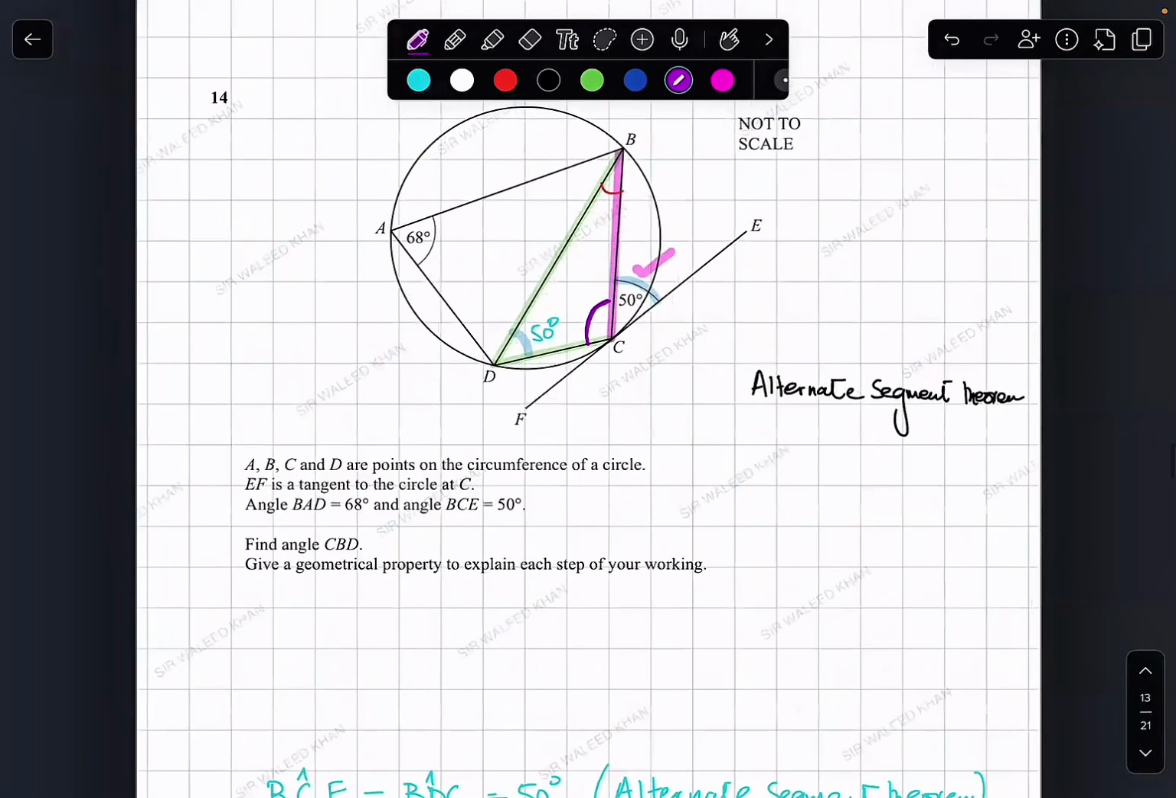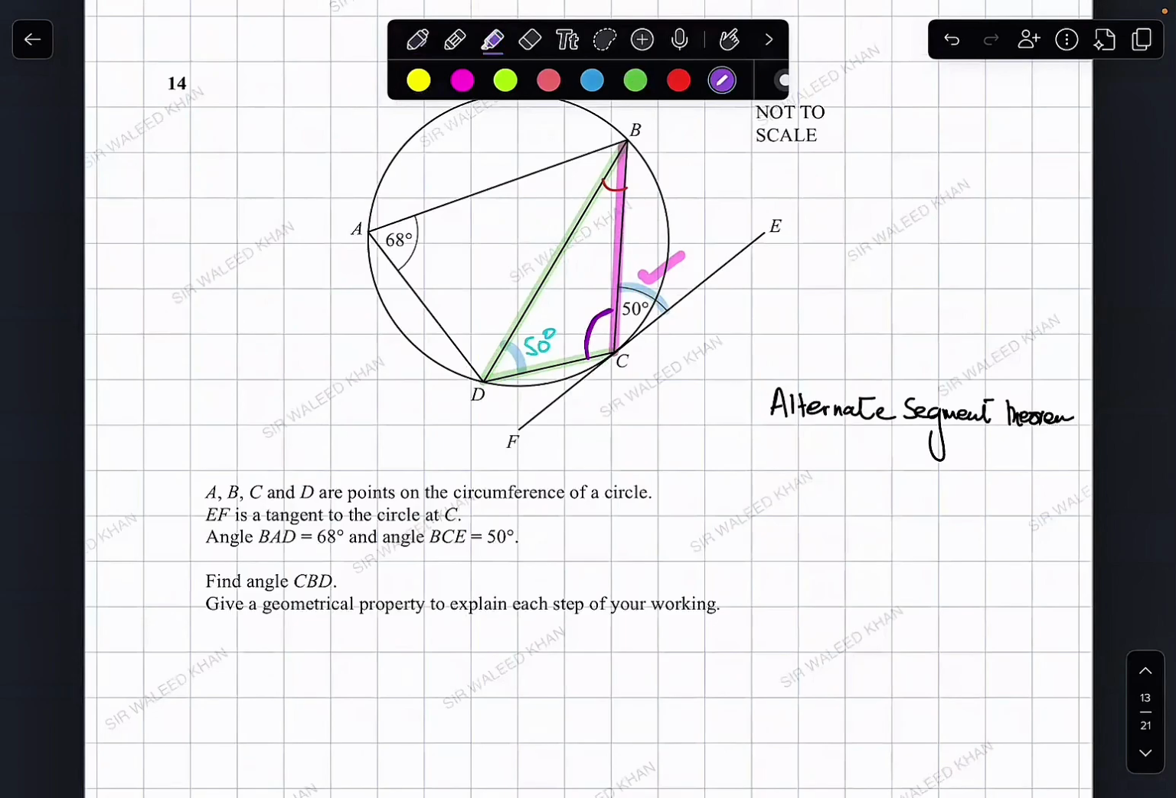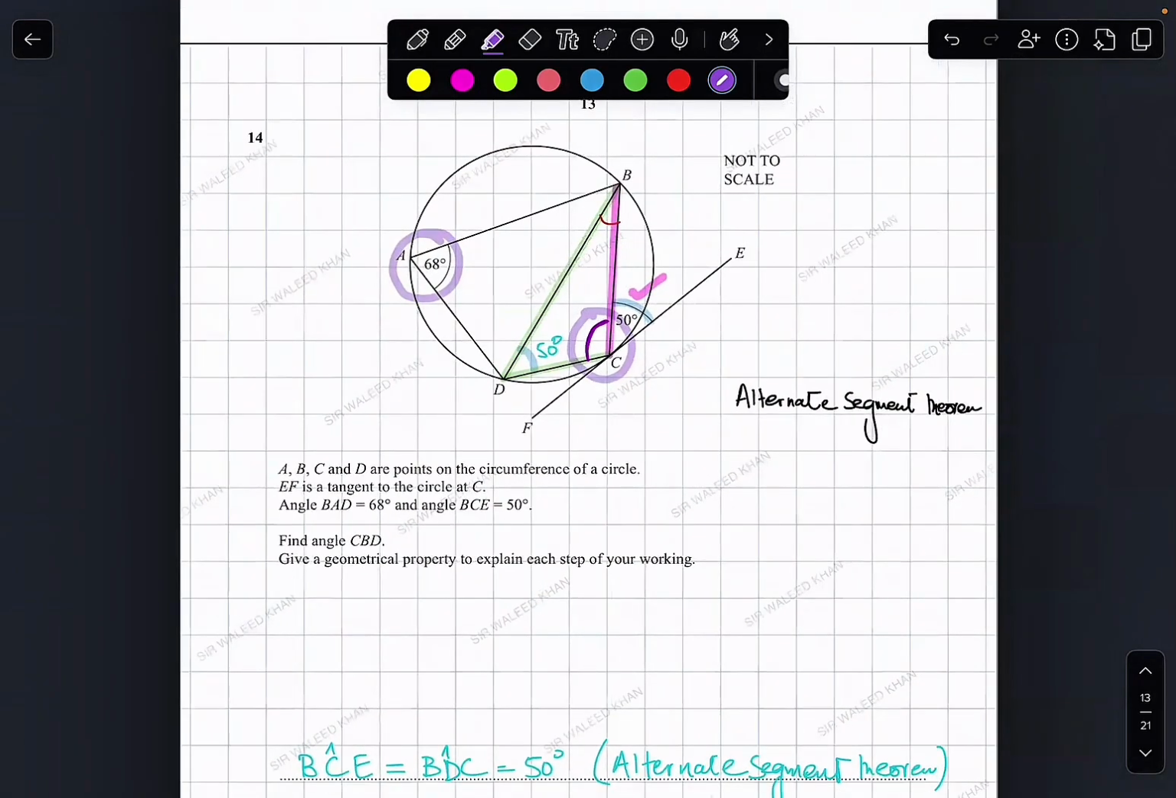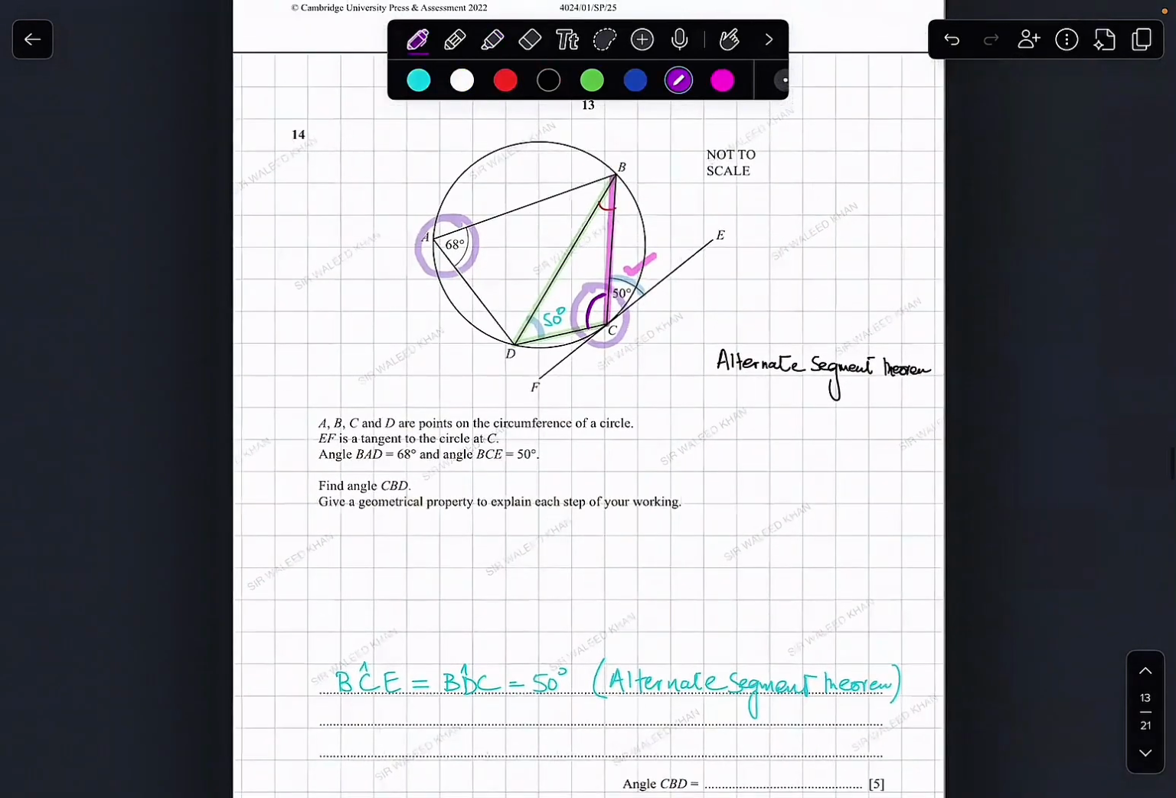If I look at the bigger picture, this over here is a cyclic quadrilateral. All points are touching this ABCD shape. All points are touching the circumference. So that makes this angle and these two angles, the sum will be equal to 180, supplementary angles, right? So BCD is equal to 180 minus 68, which is 112.